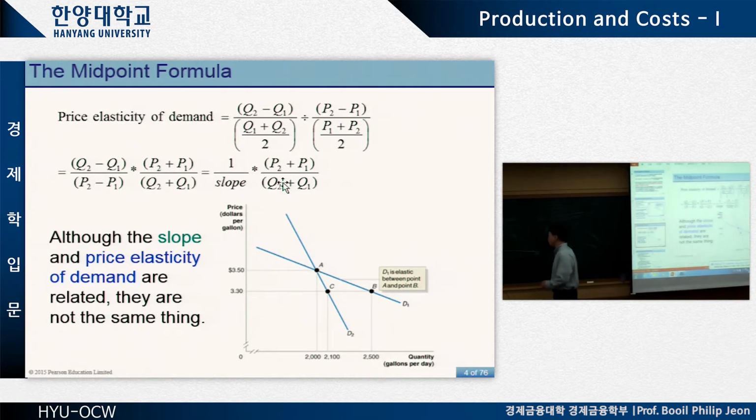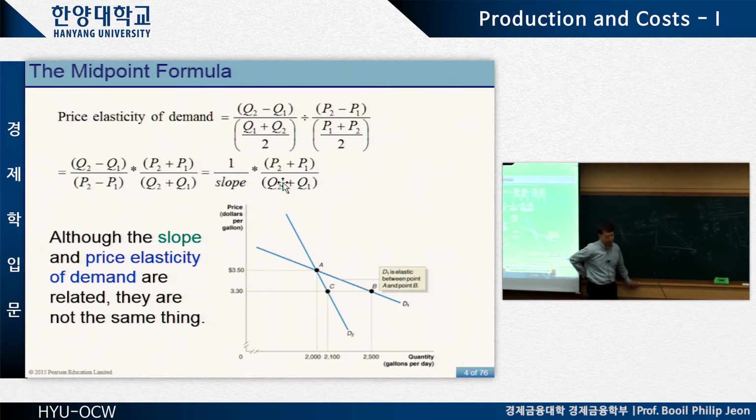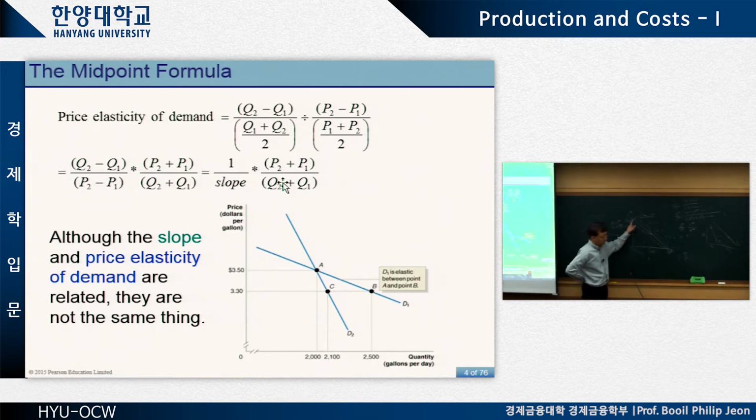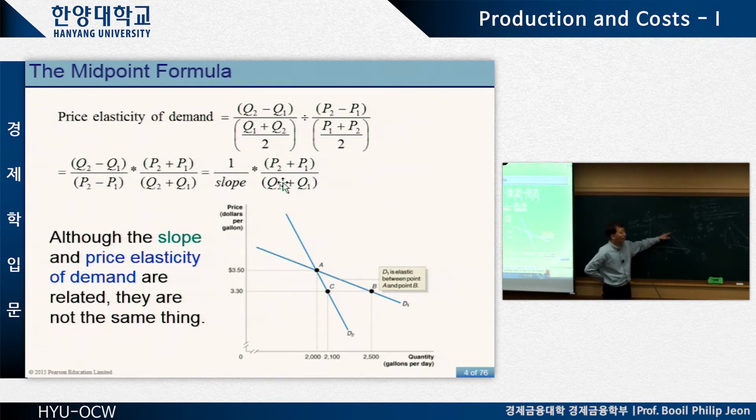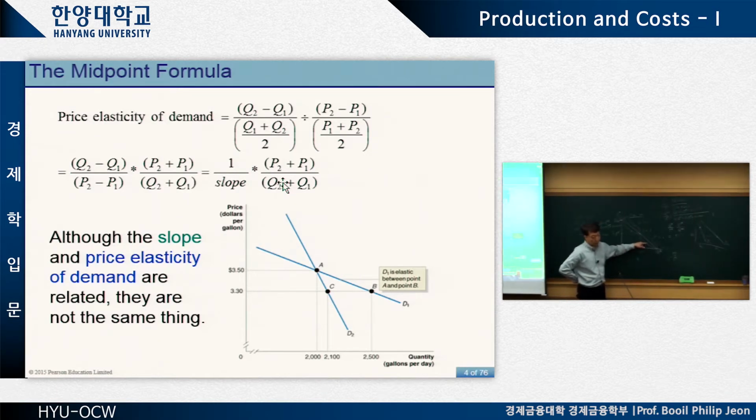Alright, so we have proved that as long as you have a straight linear demand curve, and it doesn't matter whether it's steep or flat or whatever, right? The slope doesn't matter. At the top of the demand curve, elasticity is infinity. At the bottom, it is 0. Right at the midpoint, it is 1, right? And in the upper part, it is greater than 1. Lower part, it is less than 1, right?